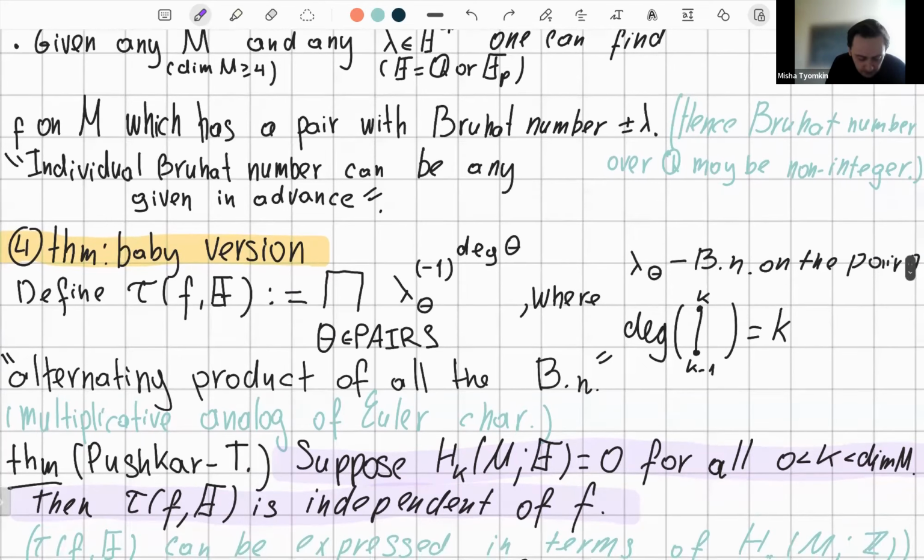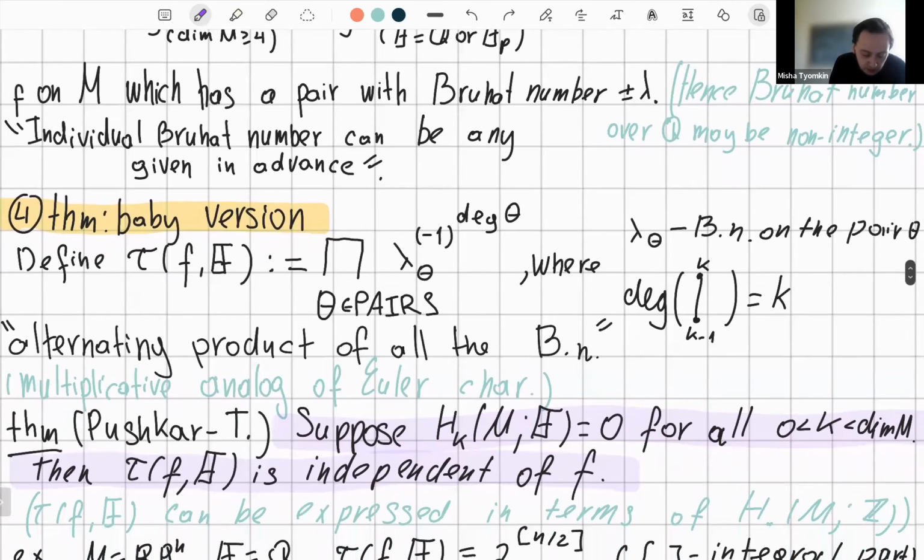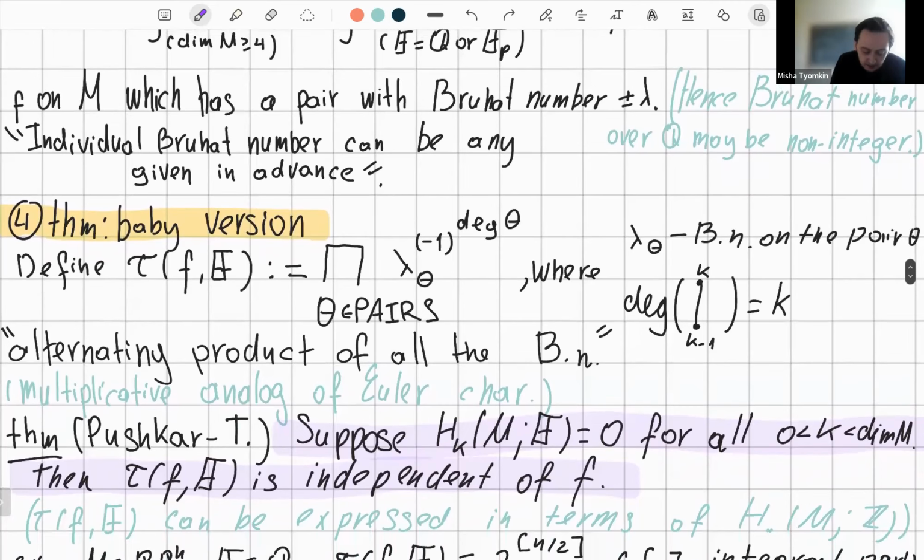So that's the first theorem. The note here is that this number tau of f and F can be expressed in terms of the homology of M over Z. So as an invariant of the manifold, it is not very interesting. It is just expressed in terms of the integral homology. But the point of this baby version of the theorem is that this number is independent of the function.